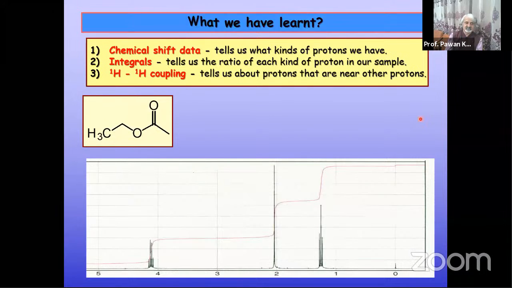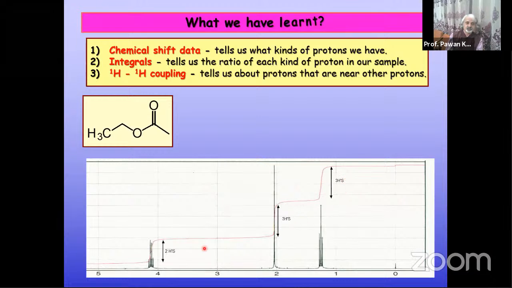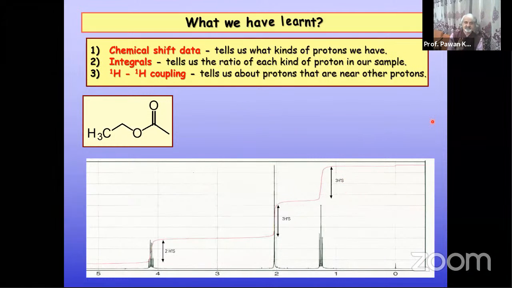The chemical shift is telling me that one signal is at around 4.2, so that means it is close to an electronegative atom or group. And the integration is telling me 3, 3, 2. So that means I have 3 types of protons in it, and they are in the ratio 2:3:3.